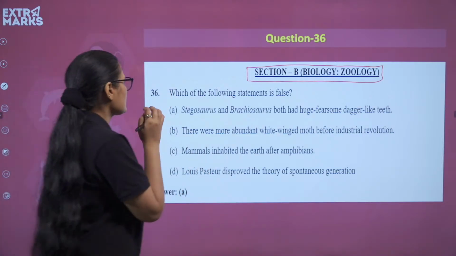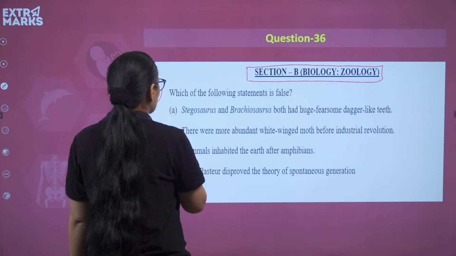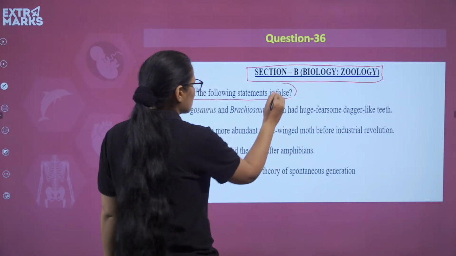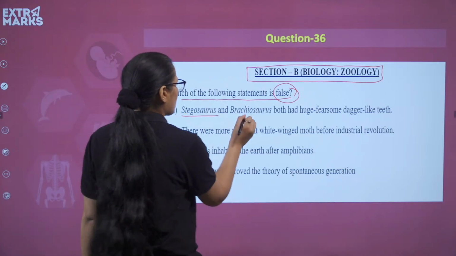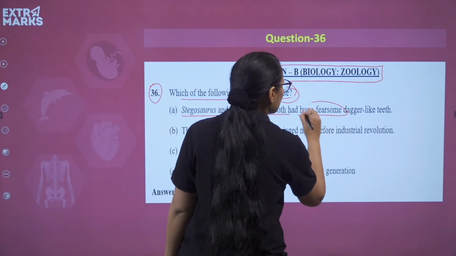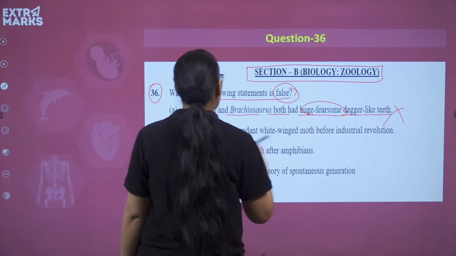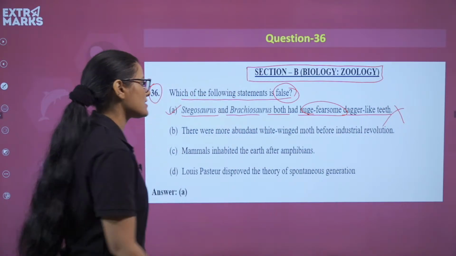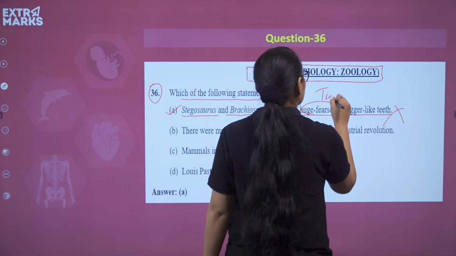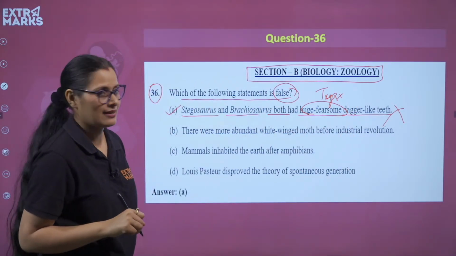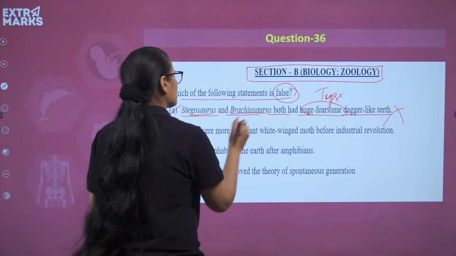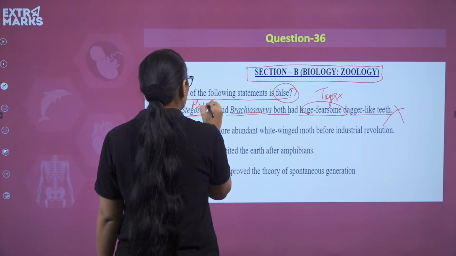Next question is question 36 in section B, which is an optional section, right? The section has this very first question which says, which of the following statements is false? You have to find an incorrect statement. First statement says Stegosaurus, Brachiosaurus both had huge fearsome dagger-like teeth, which is incorrect. So this is your answer because it is Tyrannosaurus or T-Rex.